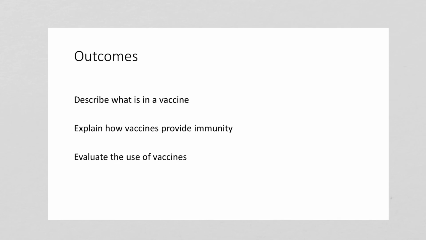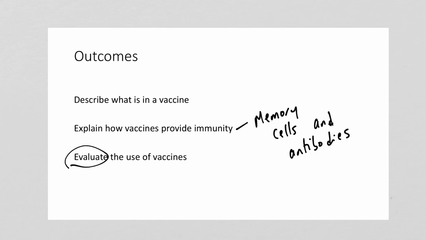For the outcomes, looking back at what we did, we were talking about what is in a vaccine. We talked about how vaccines provide immunity, and we tied that back to last lesson and the idea of memory cells and antibodies. And evaluate the use of vaccines. And we need to remember for evaluate, you need to give a plus, you need to give a minus, and you need to make a conclusion at the end. For the work off the back of this lesson, I'm going to give you some past paper questions that cover this and the immune response, so the stuff from lesson number 3.